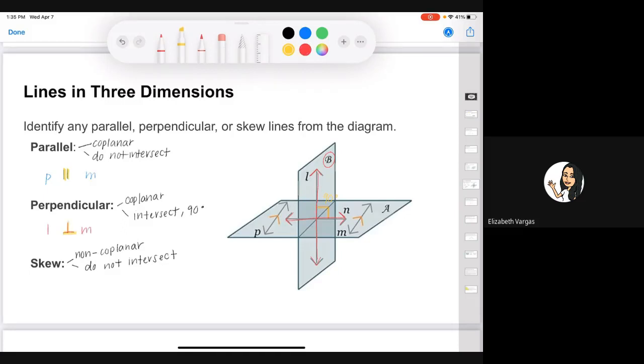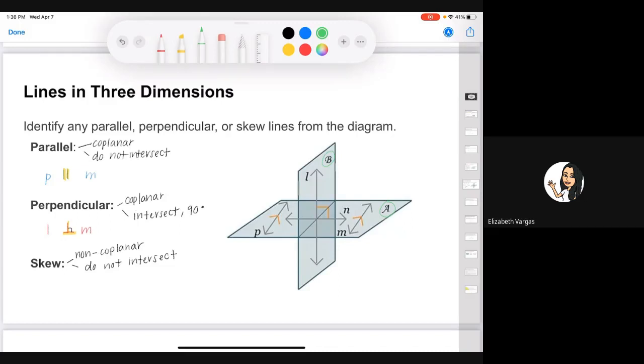And I use this symbol to represent perpendicular because it basically mimics how those two lines intersect each other. Okay. And then lastly, I have skew lines. Remember that skew lines are non-coplanar and they do not intersect. So because they are non-coplanar and I only have two planes, I need one line from plane B and one line from plane A. And I need those two lines to never intersect.